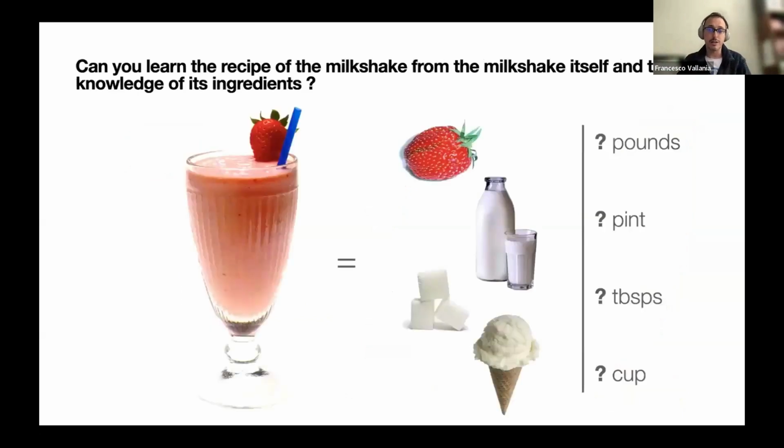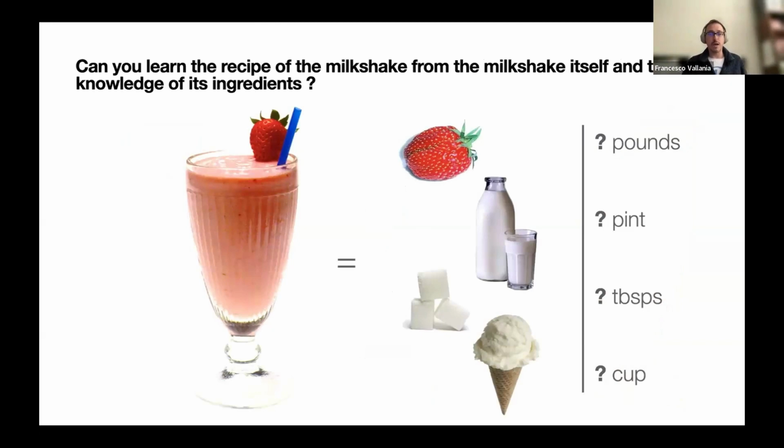But what if we try the opposite problem, which is we get the milkshake, we sample it, and we say, okay, there's X amount of strawberries, X amount of milk, X amount of sugar, whatever, right? Can we guess the amount of each ingredient just looking at the blend? That's basically the question that we're trying to answer.